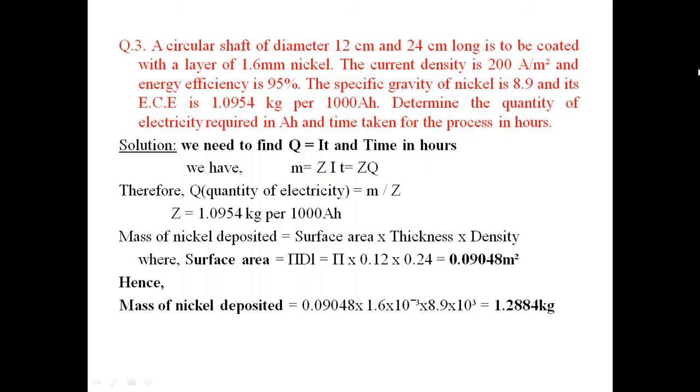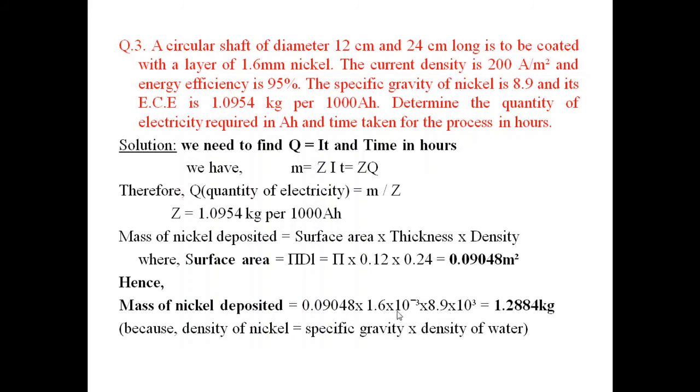But what is density? Sorry, specific gravity is given as 8.9, but I want the density of nickel. So density of nickel can be given as specific gravity into density of water, right? Because it is dissolved in the water, so density of water into specific gravity will give you the density of nickel. Density of water is 1000, so 8.9 into 10 to the power 3, that will give you the density of nickel.